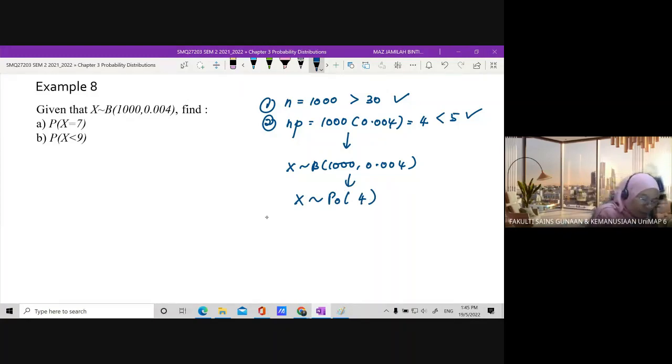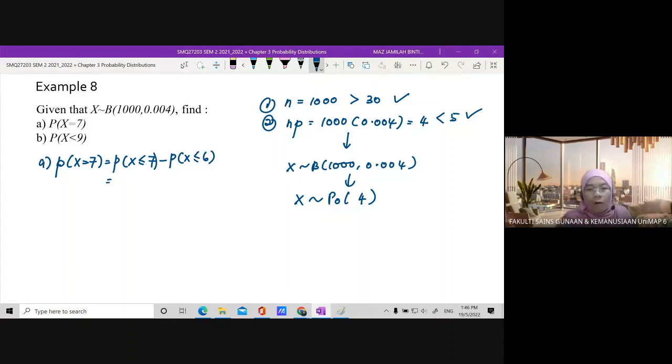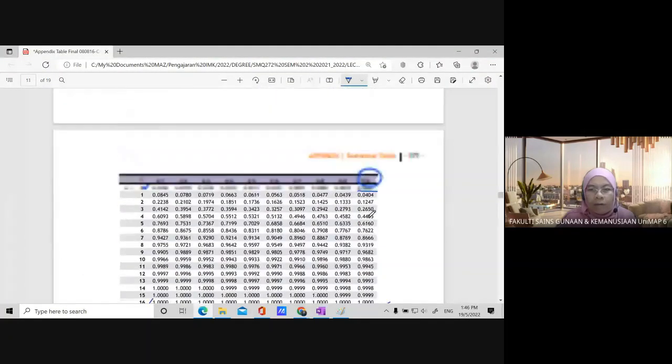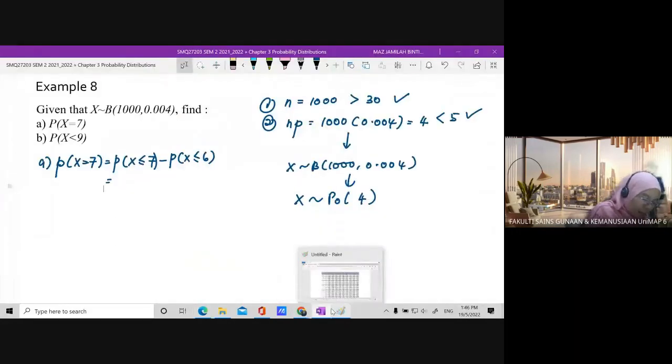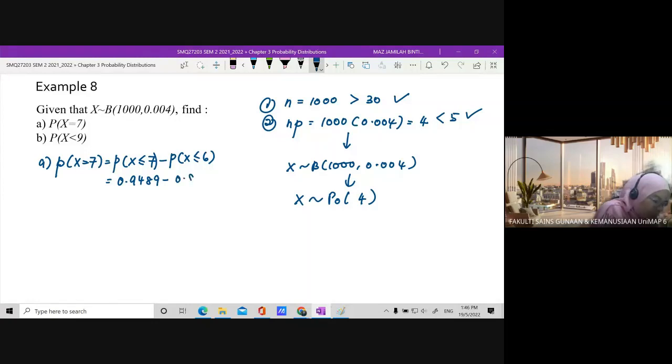Now you need to find P(X = 7). So in this case, P(X less than or equal to 7) minus P(X less than or equal to 6). So for lambda equal to 4, go for 7 minus 6. This becomes 0.9489 minus 0.8893. So what's the value here, class?